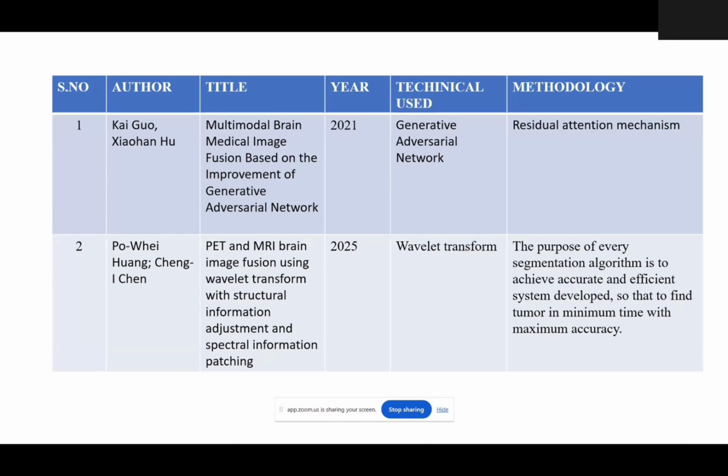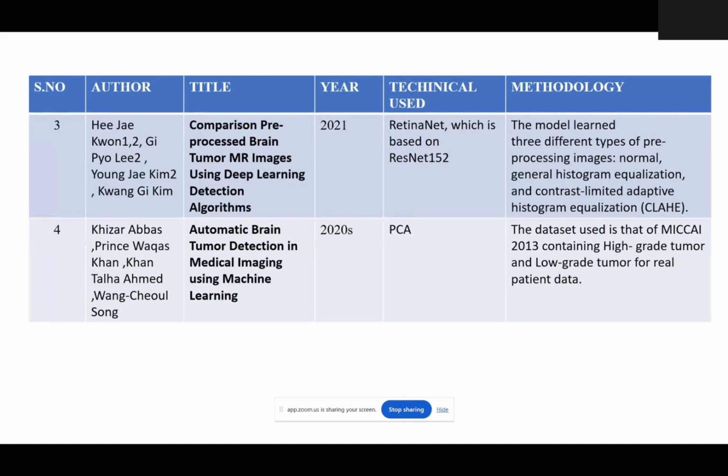The literature surveys I referred to: the author is Kaigou, titled Multimodal Brain Medical Image Fusion based on the improvement of generative adversarial network, published in 2021. The technique used is generative adversarial network. The next one is PET and MRI brain image fusion using wavelet transform with structural information adjustment and spectral information patching, presented recently in 2025.